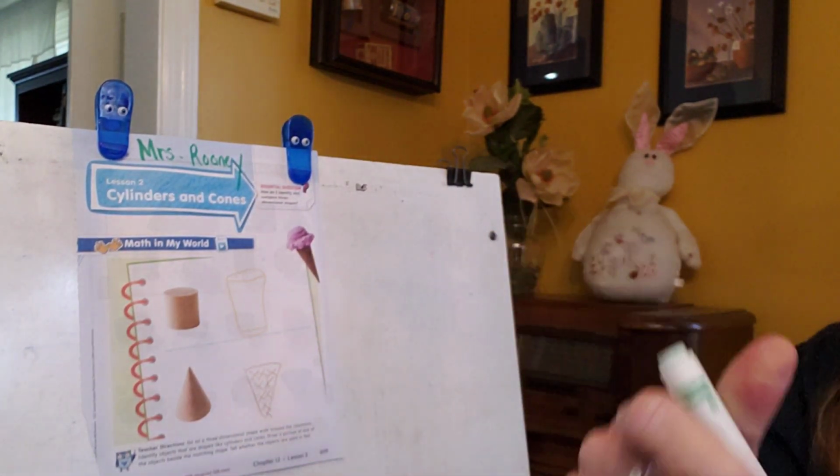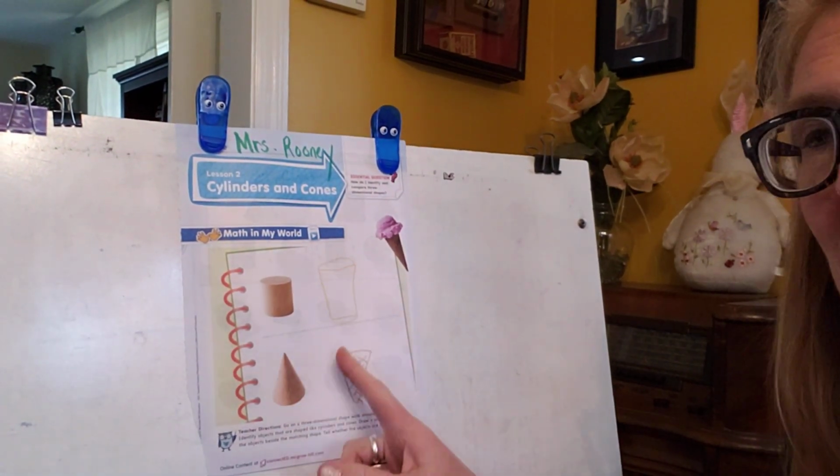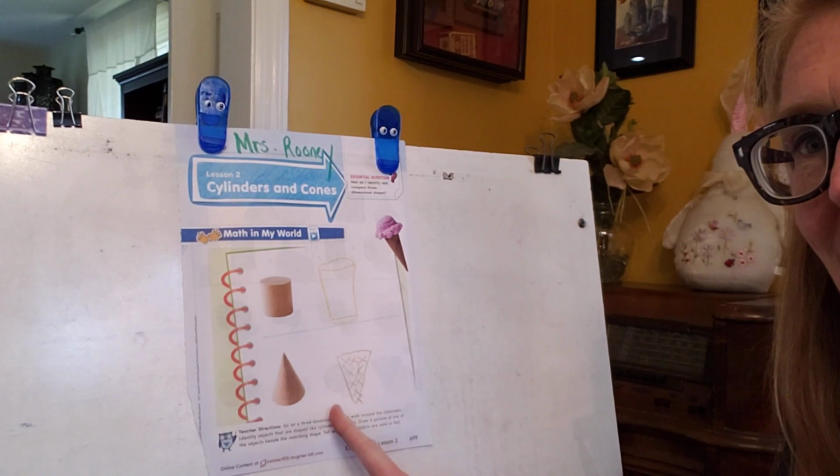Okay, so your job right now, go hunting for a cone and a cylinder. But if you can't find a cone, it's fine, right? Okay, go ahead. All right, good job finding those things. And make sure you drew them right here for me, your cylinder and your cone, okay?